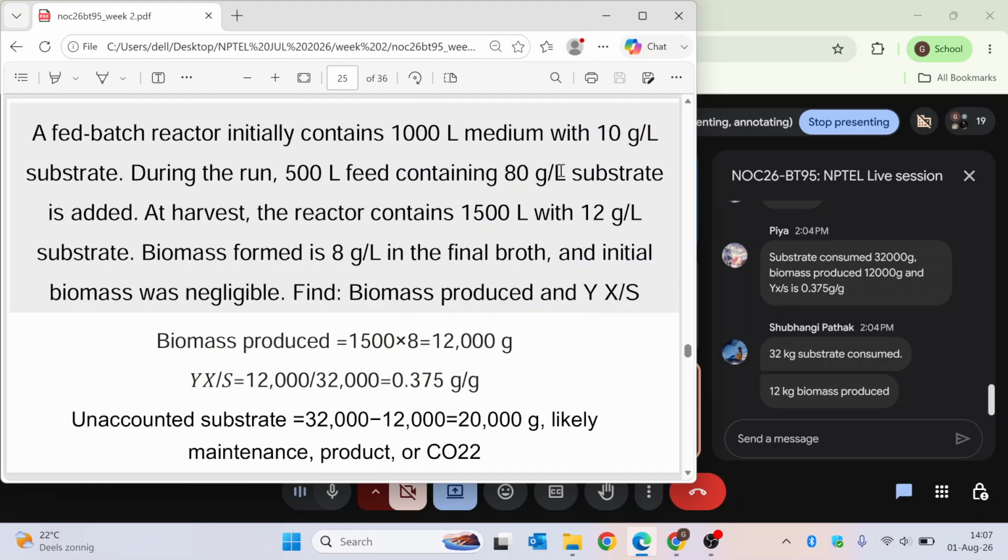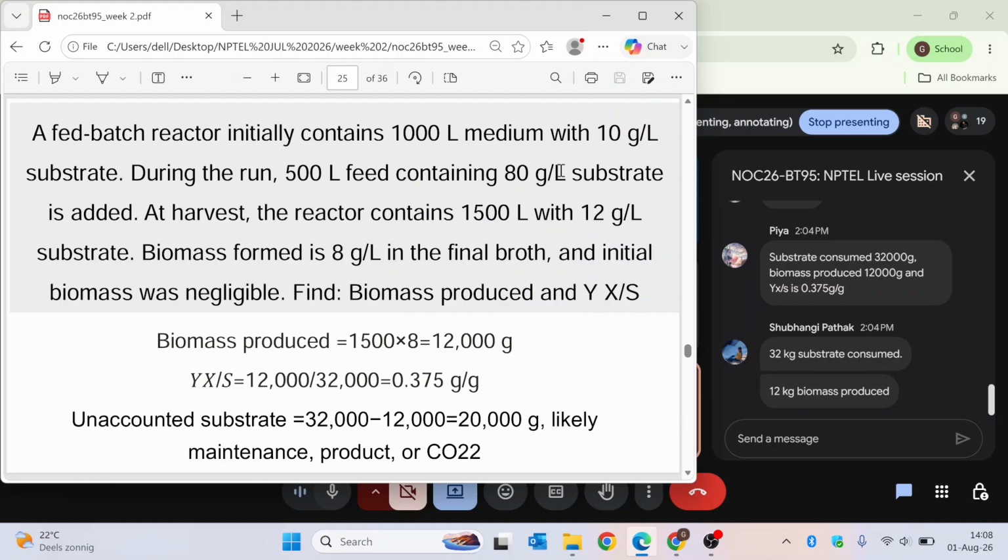So when talking about the biomass produced, we have 8 gram per liter biomass, and finally the volume is 1500 liters. So 8 gram per liter into 1500 gives us 12,000 grams or 12 kilograms, and the yield is going to be 12,000 grams produced totally from 32,000 grams, or 12 kilogram from 32 kilograms. So it is 0.375 gram per gram is the biomass yield.